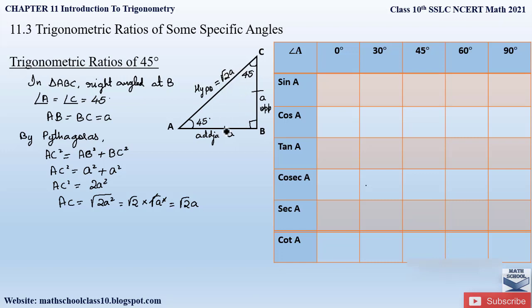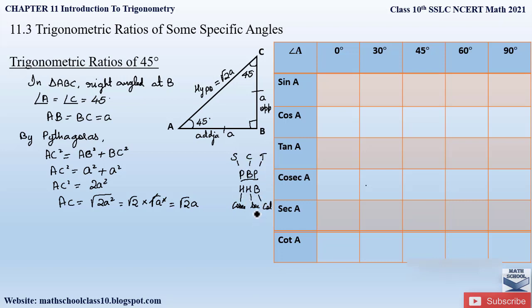Now since we have obtained all the 3 sides, we can apply the trigonometric ratios to angle A, the 45 degree angle, and find out its values. The best way to remember all the 6 trigonometric ratios is to remember this fraction, that is PBP by HHB. This I have already told you in our previous videos. So sine is given by perpendicular by hypotenuse, cos is base by hypotenuse, and tan is perpendicular by base, and the reverse of this is cosecant, secant and cot, right?